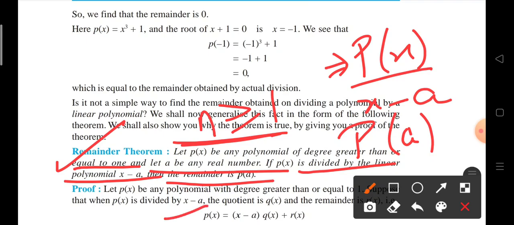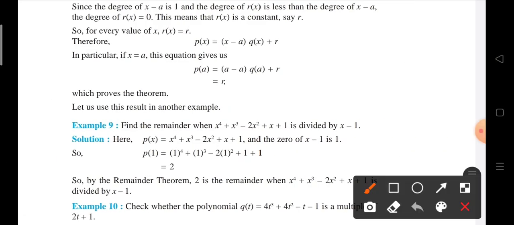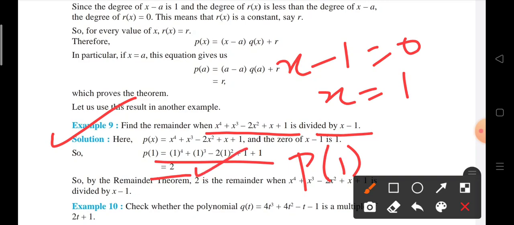So it is written in this form. p(x) is the polynomial, then divisor into quotient plus remainder, that we have already studied. Now we deal with some problems. Find the remainder of this polynomial when divided by x minus 1. So we place x minus 1 equal to 0 first of all and find the value of x. Now we find the polynomial at x equal to 1. So when we find it, we will get the value as 2.